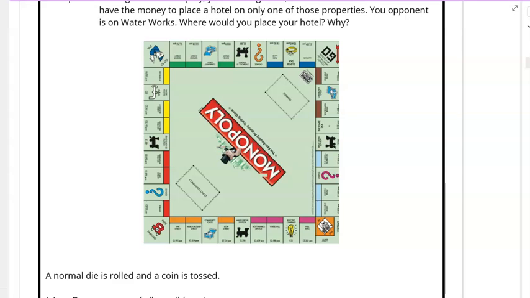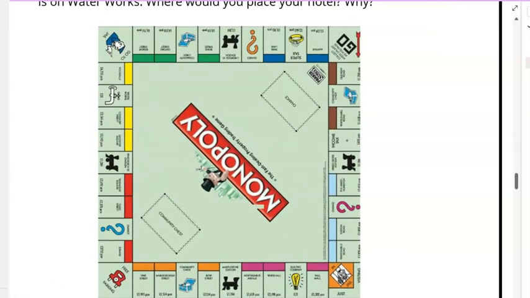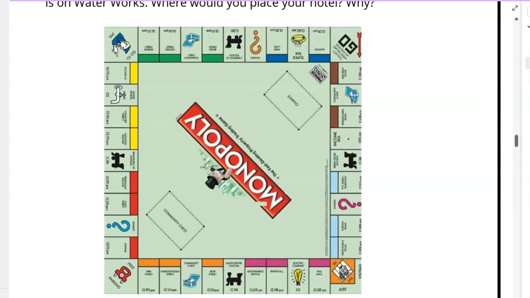If you don't know Monopoly, hopefully people have seen Monopoly, but if you don't, it doesn't matter. If you haven't seen Monopoly, that's sad. That's really sad. But anyway, that's okay.